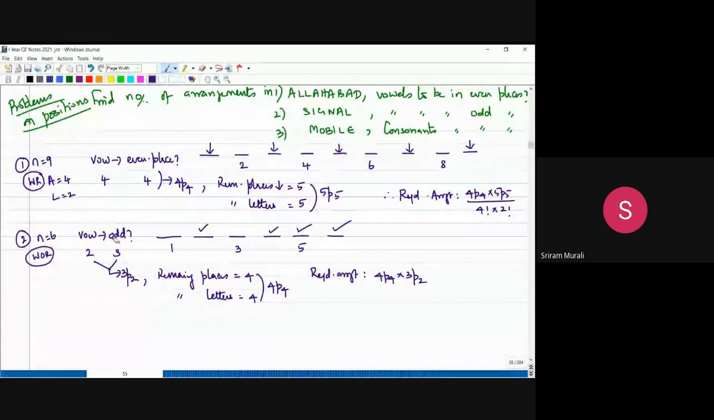In that place you can fill any letter. A vowel need not come there, because we have taken all the given vowels. So there is no restriction against bringing a vowel. Having used all the vowels, you can bring any letter in that place.